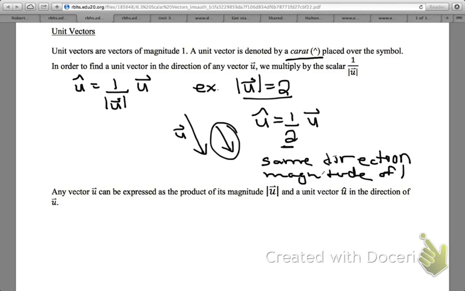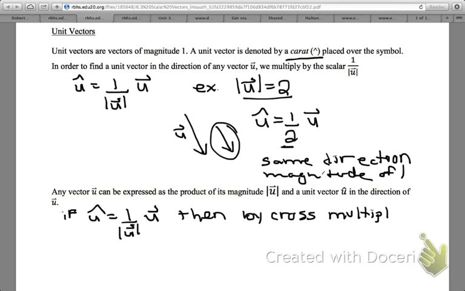Also, any vector u can be expressed as a product of its magnitude u and a unit vector u caret in the direction of u. So what that's saying is if our u caret is equal to 1 over the magnitude of u times our vector u, then by cross multiplication, since we can use cross multiplication when we're dealing with an equal sign, our vector u is equal to the u caret times our magnitude of u.